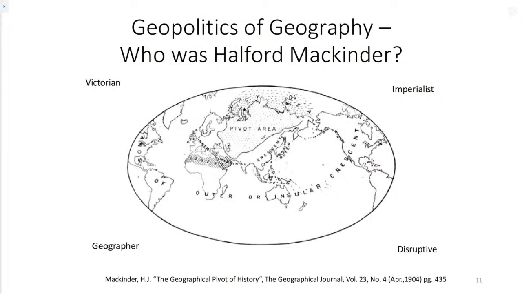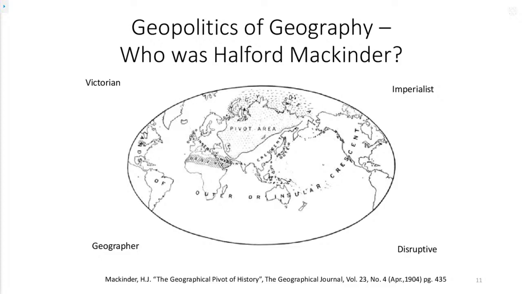So Mackinder took the world's attention and forced it to look at the world as it looks on a map. He was a Victorian in every sense of that word. His mindset grew out of the British Empire and Imperial thinking, both from a national security point of view and otherwise. As a geographer, he looked at the world in terms of maps, and his ideas were quite disruptive.